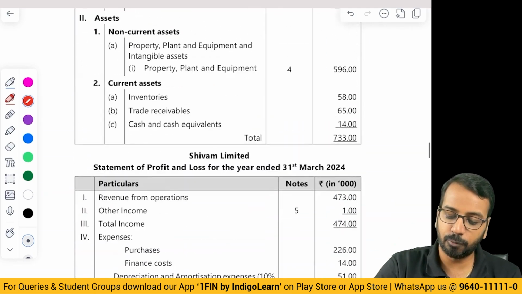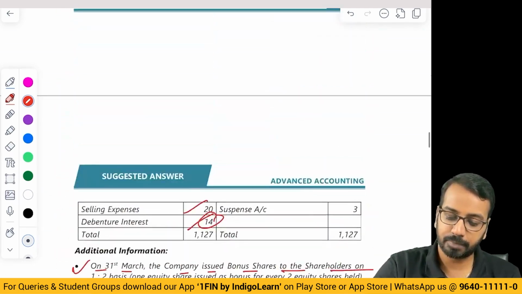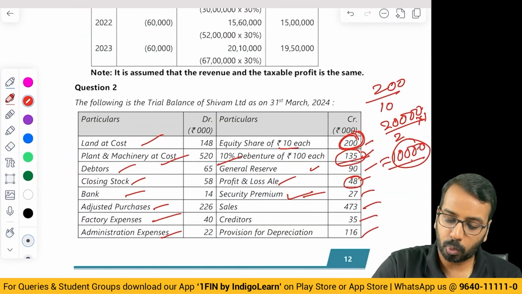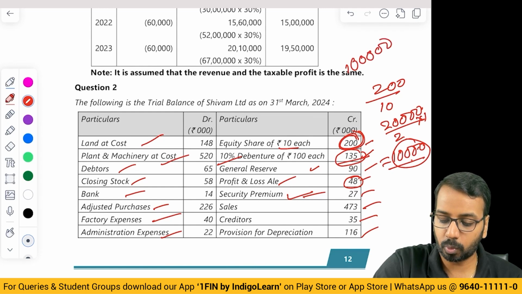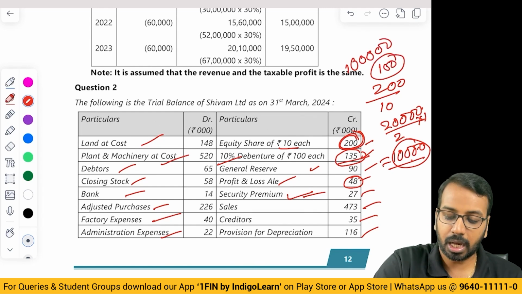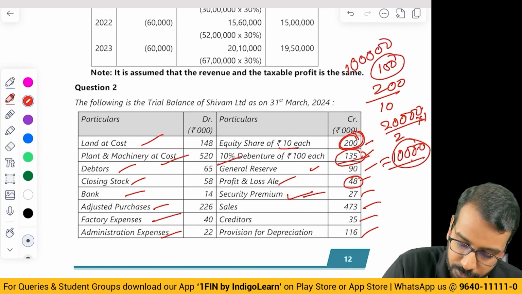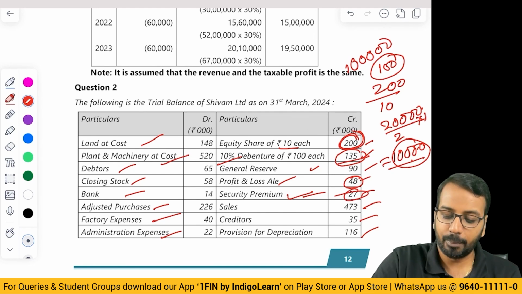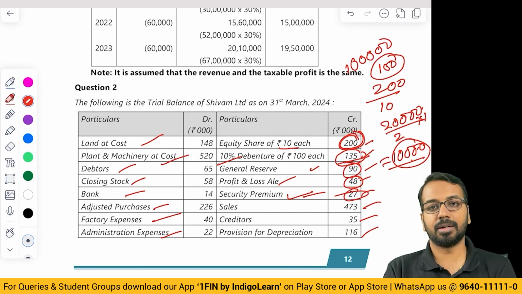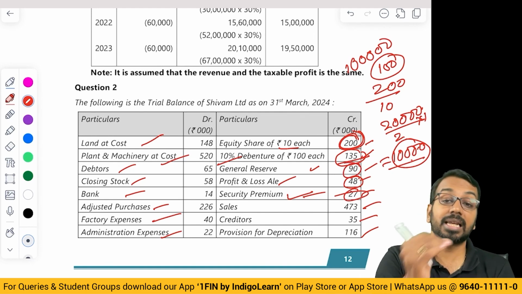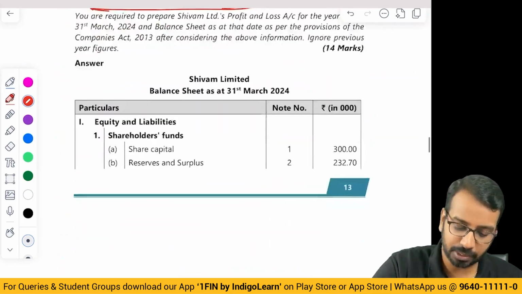So in this case we had to issue 1 lakh. We needed 1 lakh, which is nothing but 100. Out of this 100, first I will touch securities premium 27. Balance, what is not sufficient, I will take from general reserve. Even after that, if I don't have a balance, then I will take from P&L. Okay, so that is the first thing.